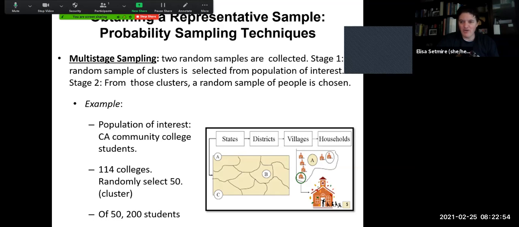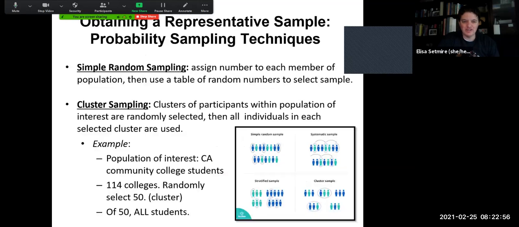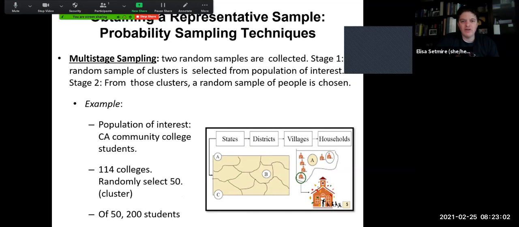Imagine how many fewer people that would be than this previous example. Rather than asking all like 10,000 students who go to that college, maybe it's 200 randomly selected from each one. So we can still get a really good sample, and it's still very random and representative, but we've asked considerably fewer people in the process.